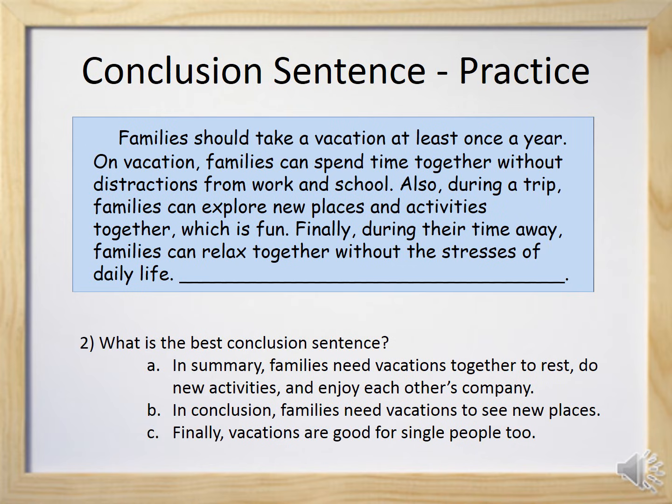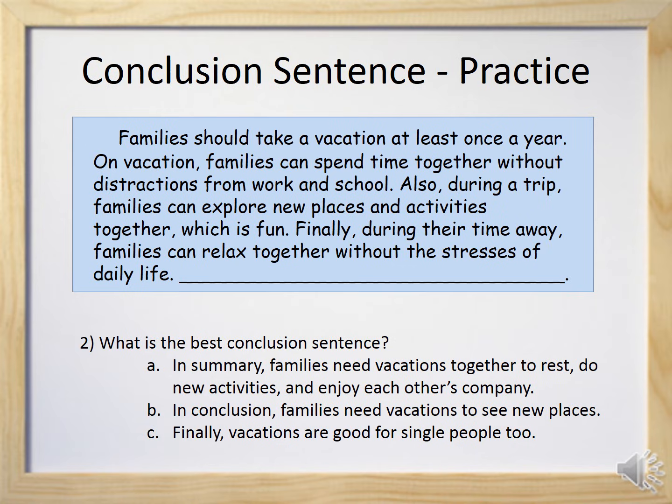Question 2. What is the best conclusion sentence? Families should take a vacation at least once a year. On vacation, families can spend time together without distractions from work and school. Also, during a trip, families can explore new places and activities together, which is fun. Finally, during their time away, families can relax together without the stresses of daily life.